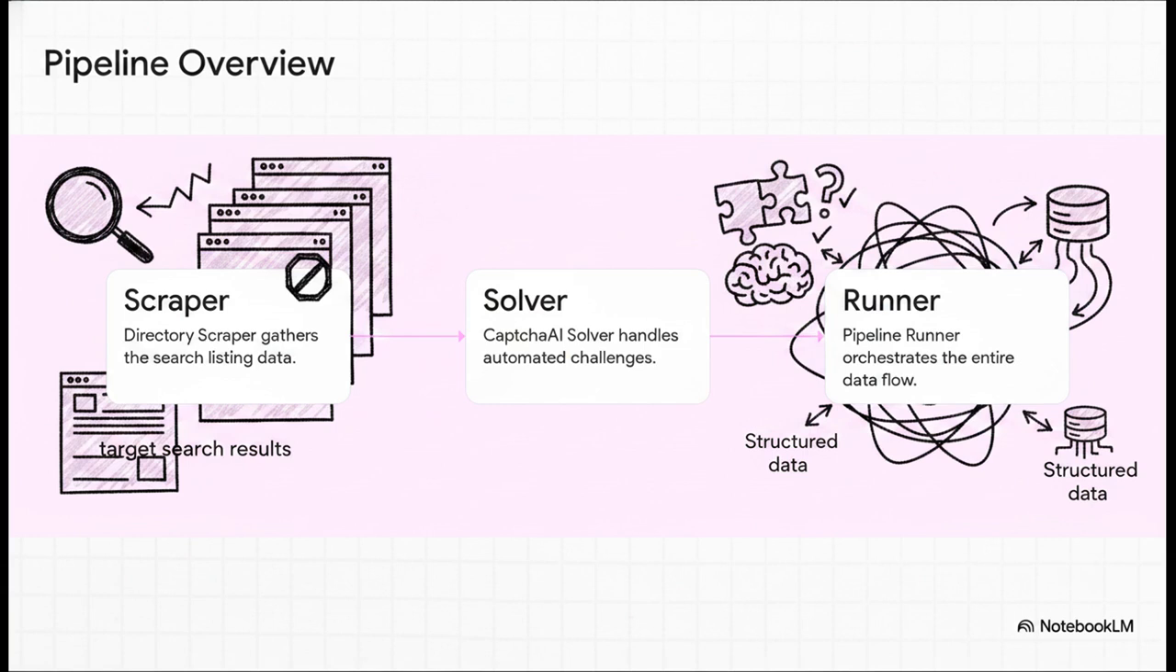But as we all know, directories absolutely hate bots and aggressively block automated collection. That is exactly where integrating a Captcha AI solver saves the day. It steps in to smoothly handle those annoying session interruptions and challenge tokens. And wrapping it all together is the pipeline runner, which basically orchestrates the whole shebang, moving data from the scraper through the solver and spitting out nicely structured data.